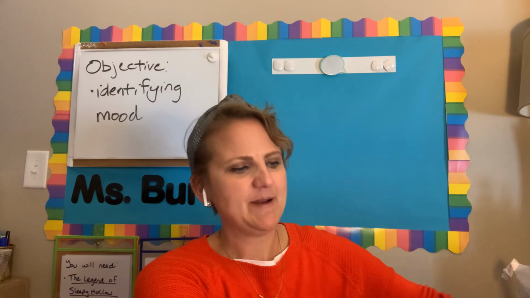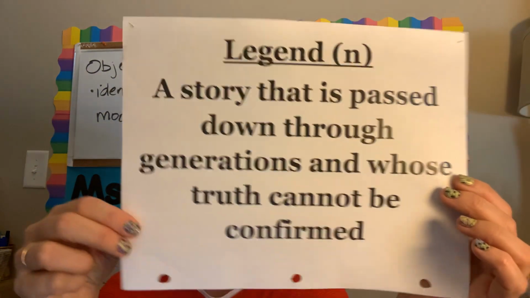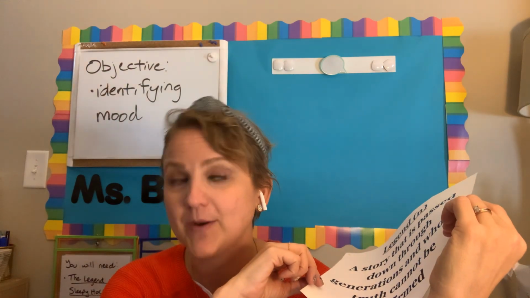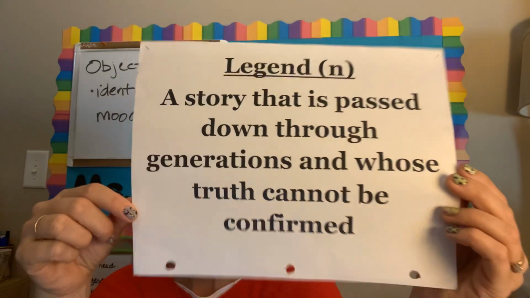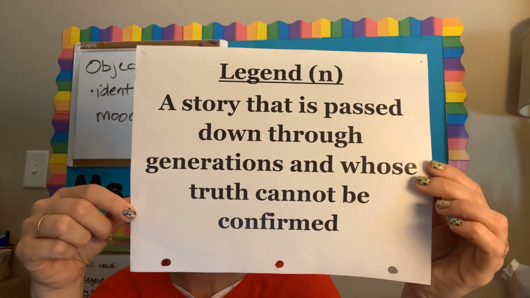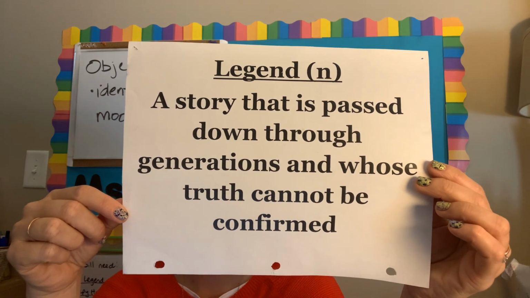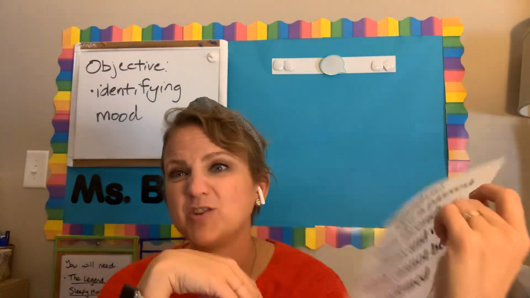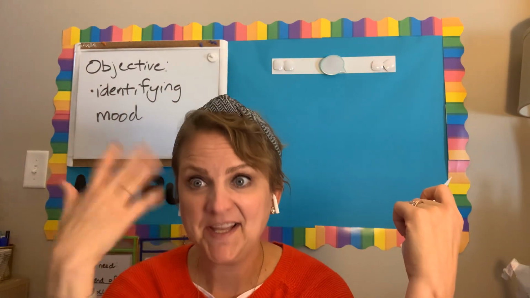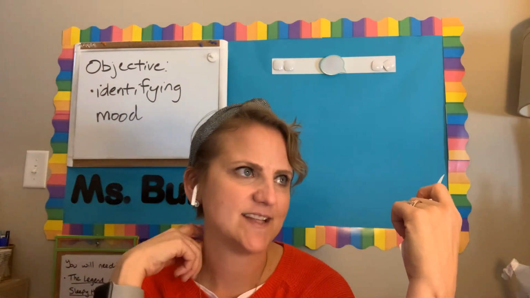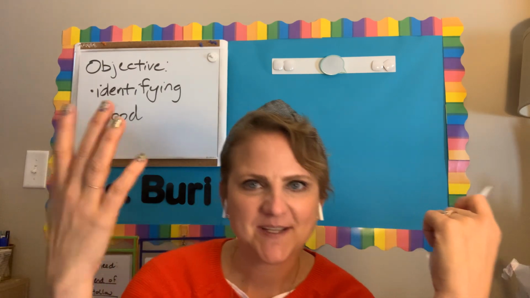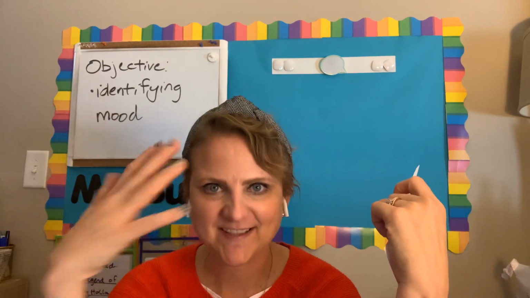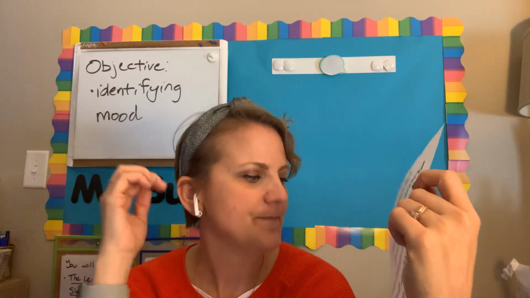we're going to talk a little bit about this idea of a legend. Okay, so a legend, this is called The Legend of Sleepy Hollow, and so we're talking about a legend. So a legend would be a story that is passed down through generations, which means people keep telling the story again and again. So someone tells it to their children, who tell it to their children, who tell it to their children, and we keep passing the story on and on, okay?